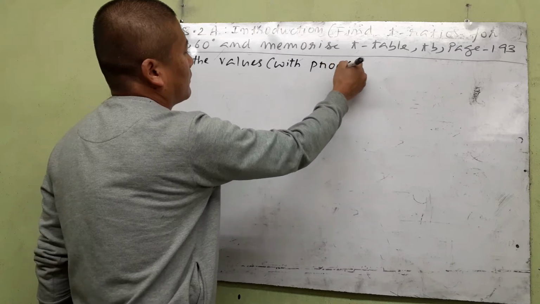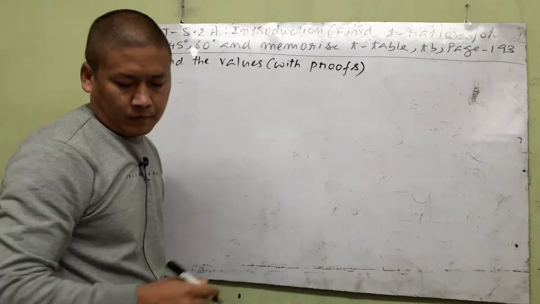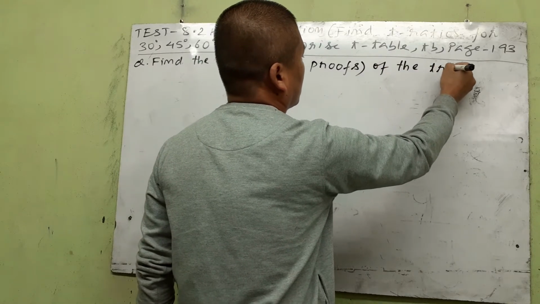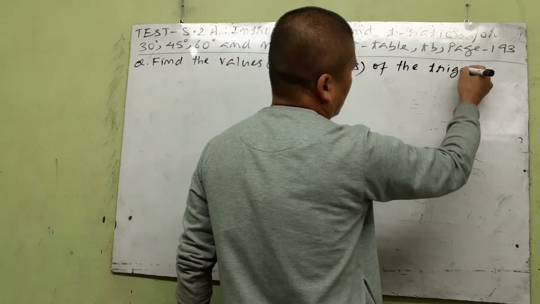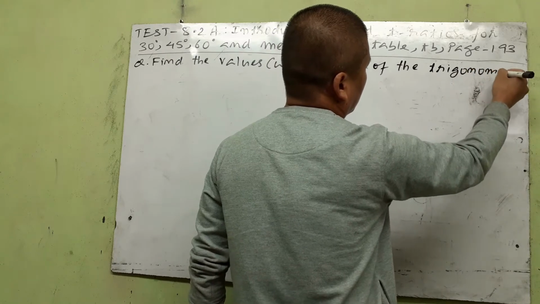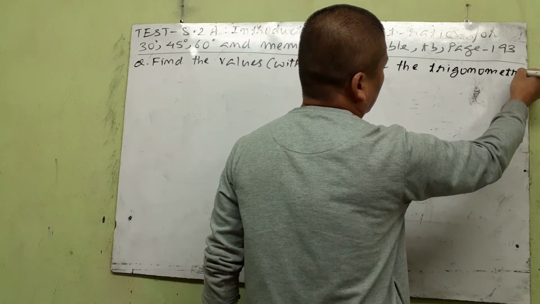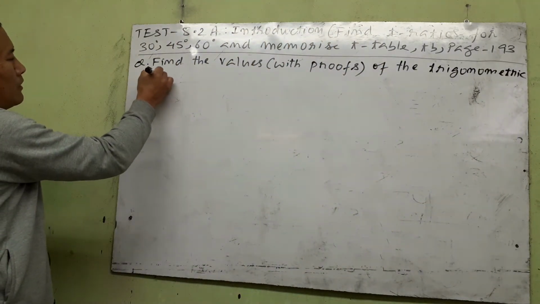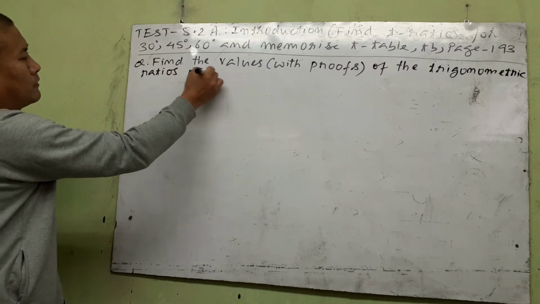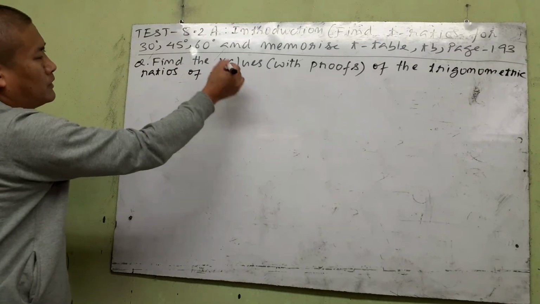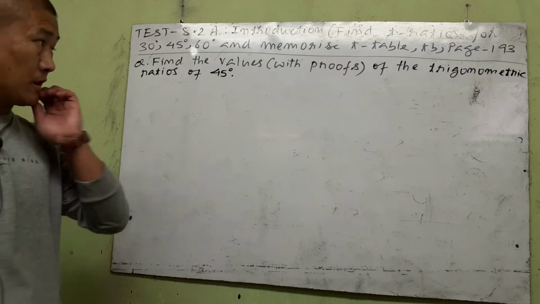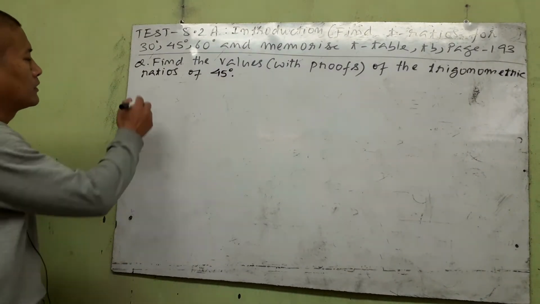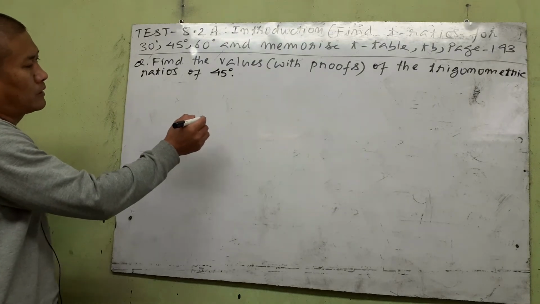proofs. So we have to provide proofs of the trigonometric ratios of 45 degree. Okay, so these questions can come in exam to prove and find the value of 45 degree. So here, for that, let us take a triangle here.